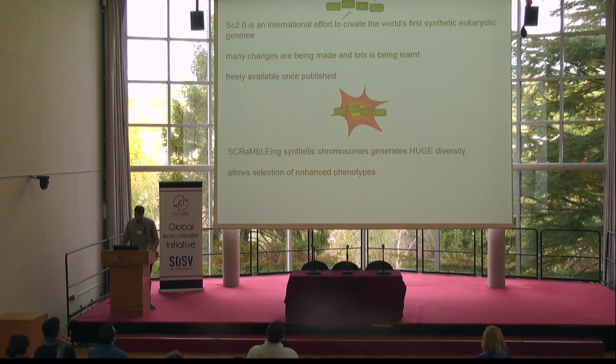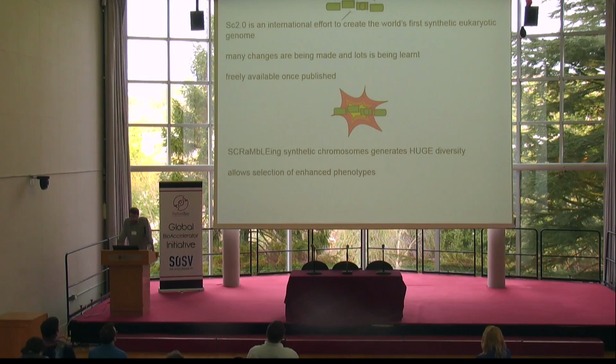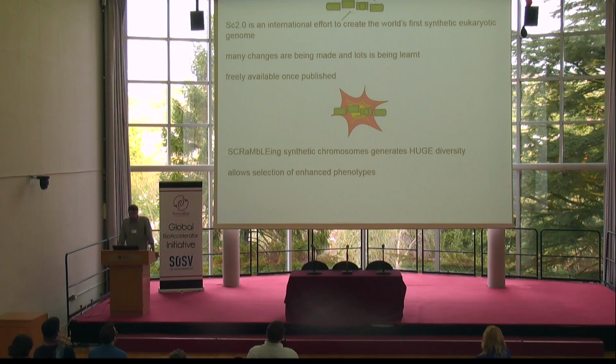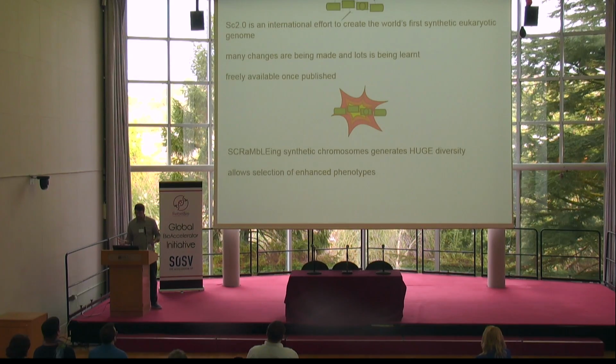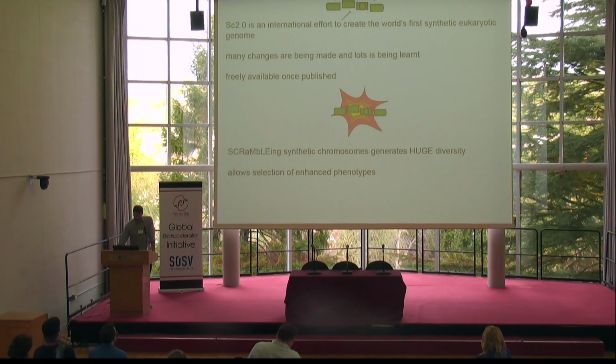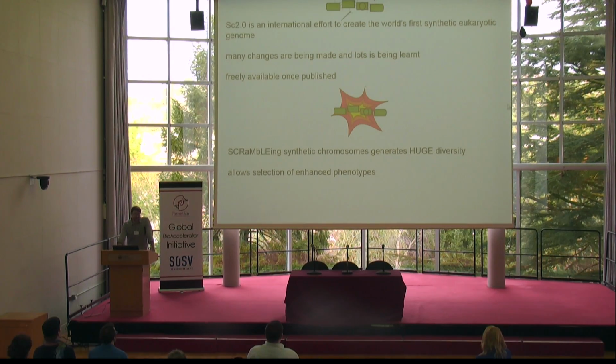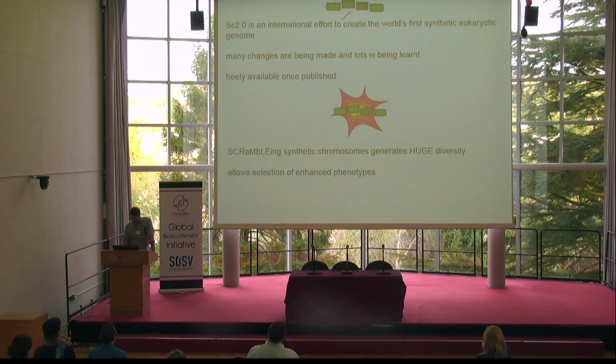Okay, so in summary, SC2 is a big international collaboration, and we're creating the world's first synthetic eukaryotic genome. And we're making lots of changes and learning lots as we go. But we're also including all of these new design features as well. And we've shown that scrambling synthetic chromosomes, let alone genomes, can generate huge diversity and allow for the selection of enhanced phenotypes. And once again, this will be freely available once published.